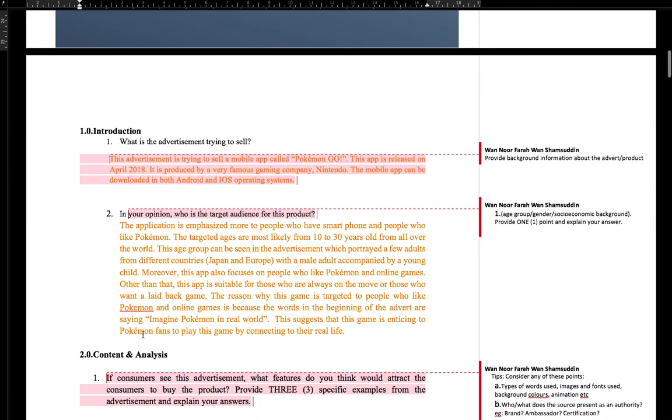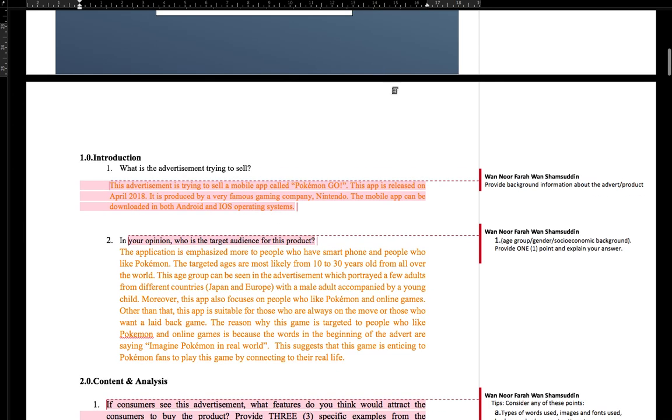Okay. Now, so the first one is the introduction. In the introduction part, there are 2 questions that you have to answer. And this can be very, very easy, very straightforward. The first question is, what is the advertisement trying to sell? So you don't have to think too much on this. This is very, very important.